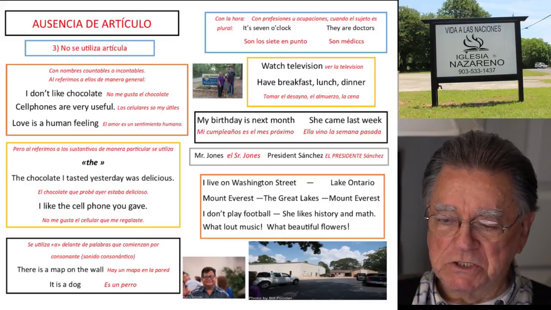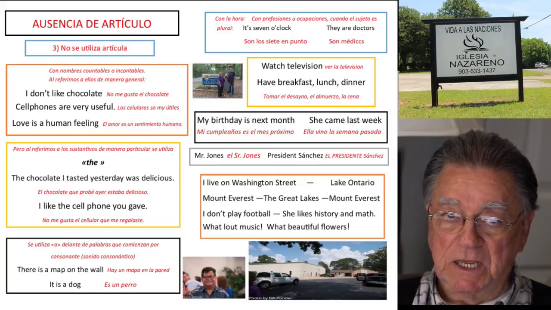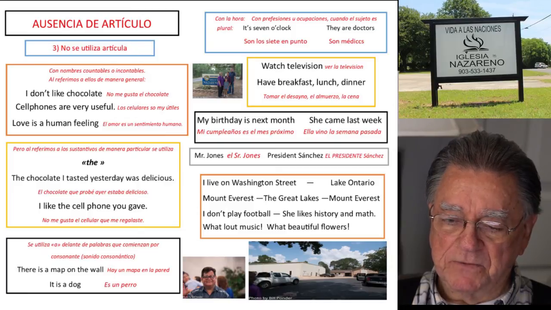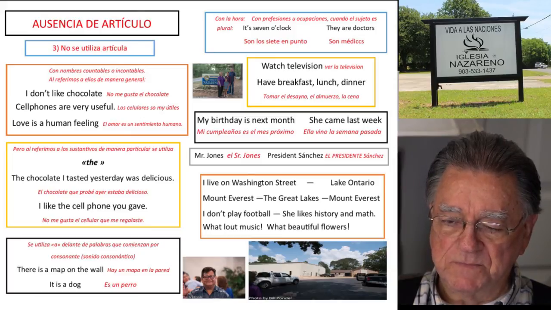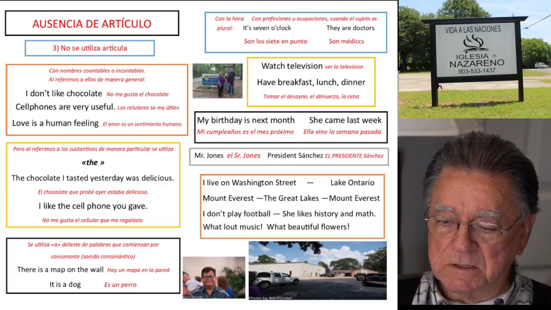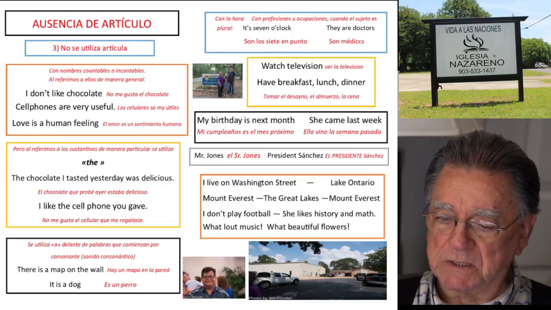I live on Washington Street. I live on Lake Ontario. And then, I've been to Mount Everest. Then we have the Great Lakes. The Great Lakes are up around Chicago and New York up there, and they're called the Great Lakes. So you do put an article with the Great Lakes. And Mount Everest is written again for practice, I guess.